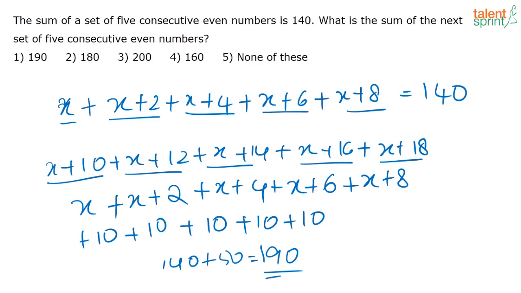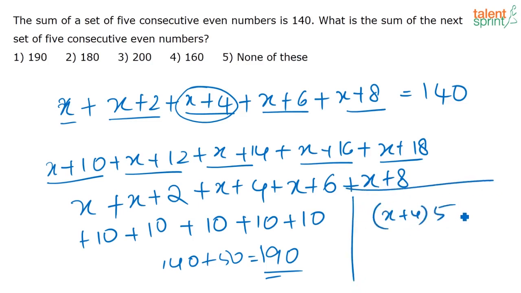The other way would be, see, if you have 5 consecutive even numbers, what is the average of these numbers? This is going to be the average, correct? x plus 4. So what is actually 140? See, when we find the average of numbers, the average into the number of numbers will give you 140. So x plus 4, correct, into 5. This is the alternate way that I am doing now. So x plus 4 into 5 is equal to 140, okay? Or from this you can find the value of x as, see, 5x plus 20 is equal to 140, or 5x is equal to 120, or x is equal to 24.